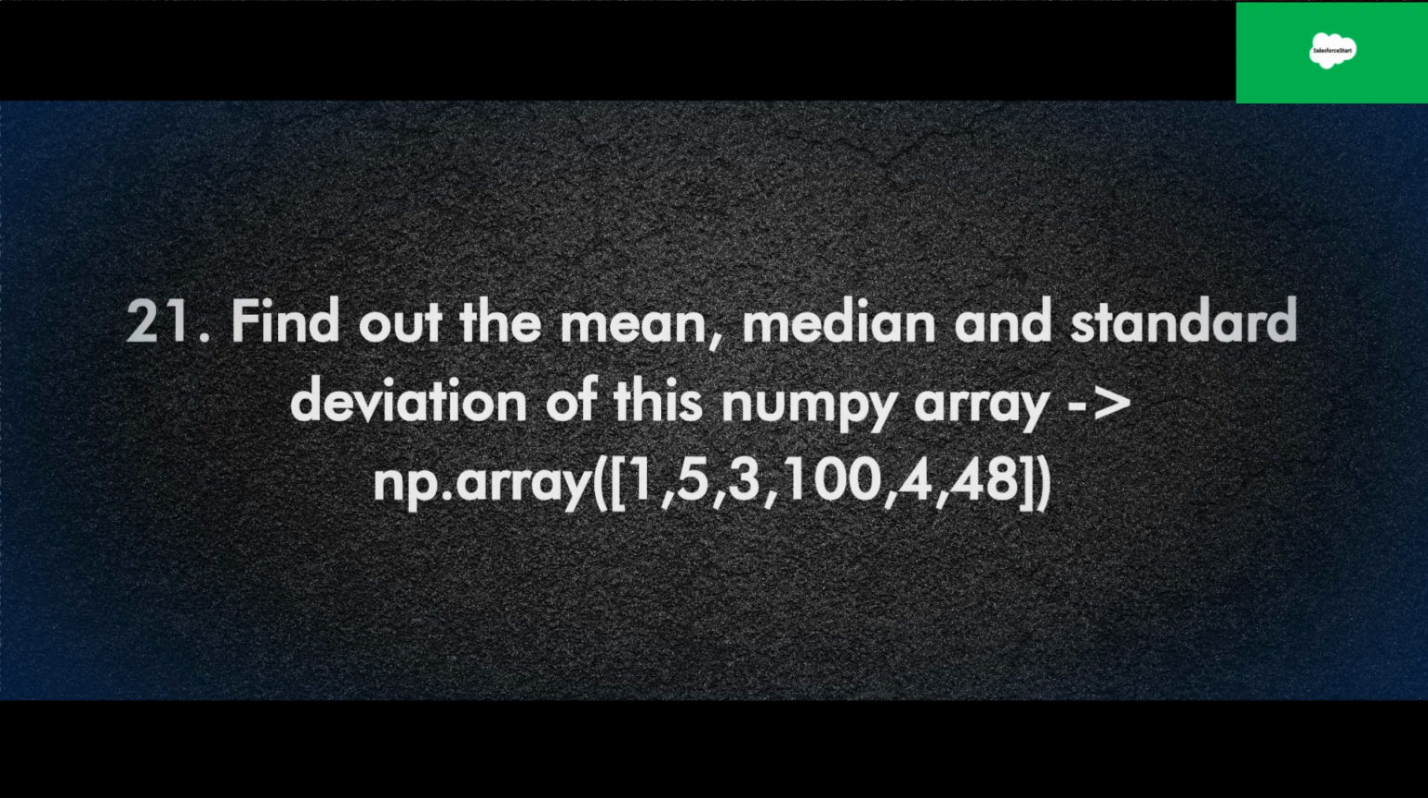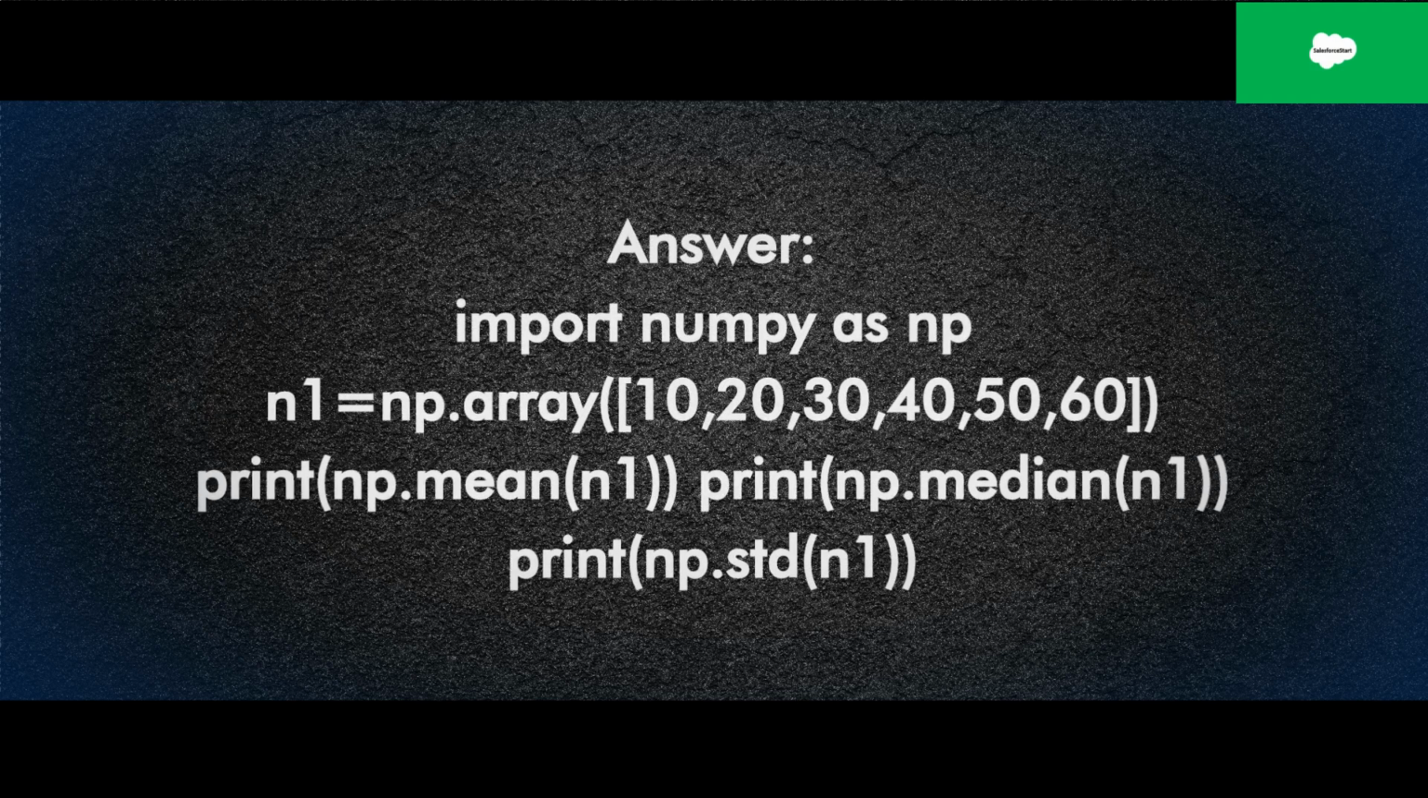21. Find out the mean, median and standard deviation of this NumPy array: np.array([1, 5, 3, 100, 4, 48]). Answer. import numpy as np; n1 = np.array([10, 20, 30, 40, 50, 60]). print(np.mean(n1)). print(np.median(n1)). print(np.std(n1)).